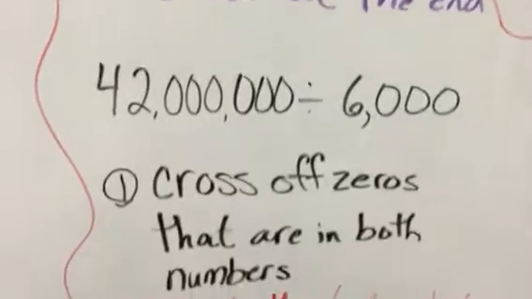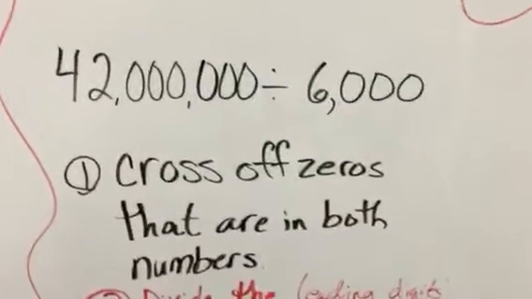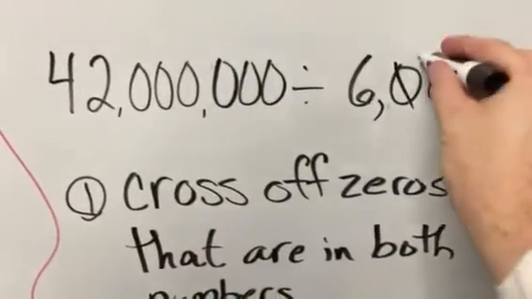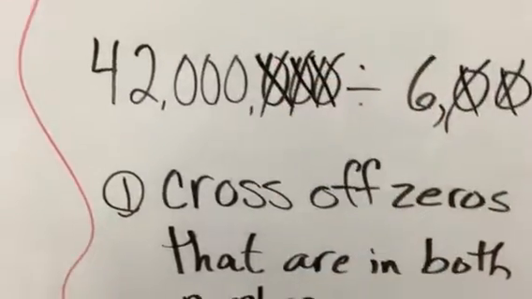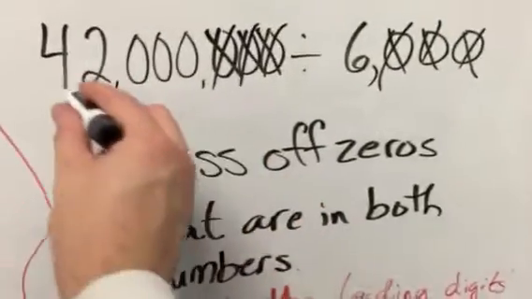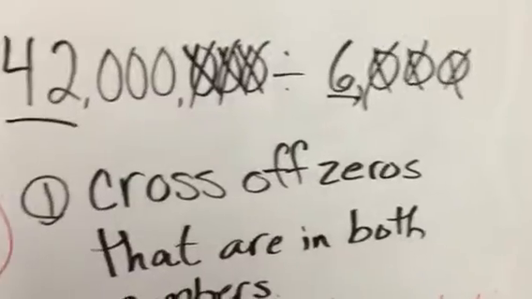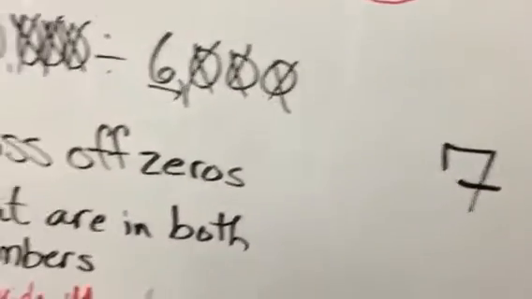There's 3 steps. First, cross off the zeros that are in both numbers. So I have 1, 2, 3 here. So I can cross off 1, 2, 3 here. Step 2 says divide the leading digits. So 42 divided by 6. I know 42 divided by 6 gives me an answer of 7.